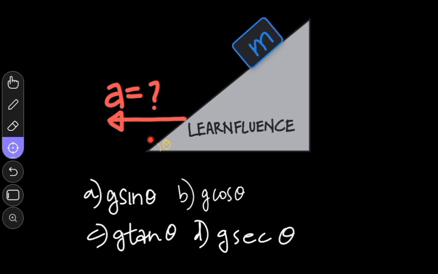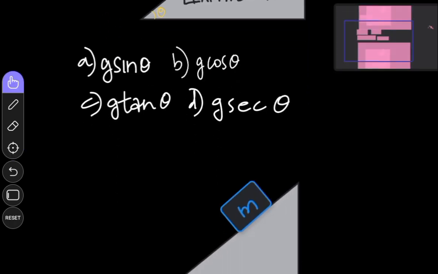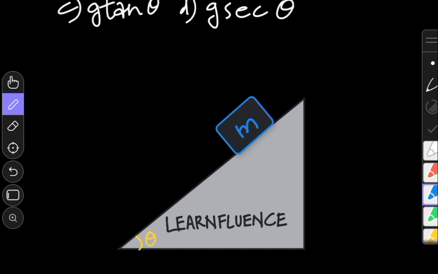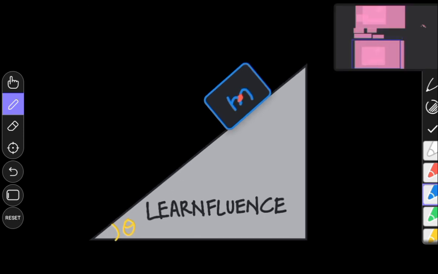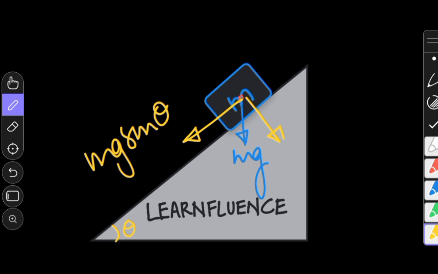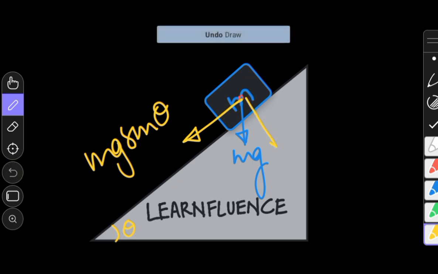And the angle theta is given. These are the options. So let's see how to solve this question. As we are given a mass m, it will definitely have a weight mg towards the earth, and on resolving mg you will get mg sin theta in this direction and mg cos theta in this direction.